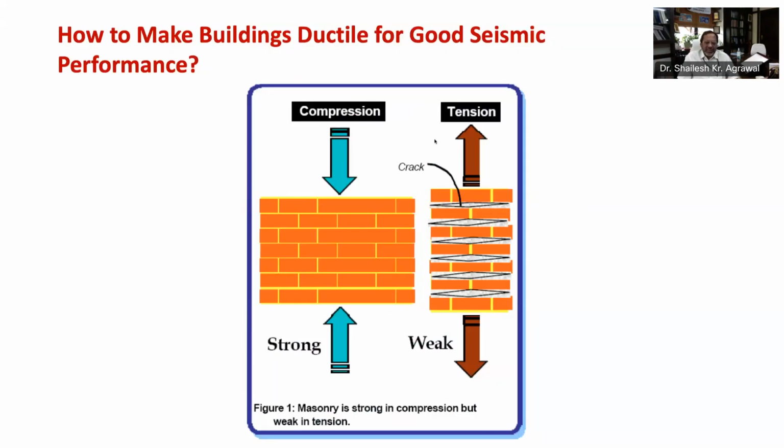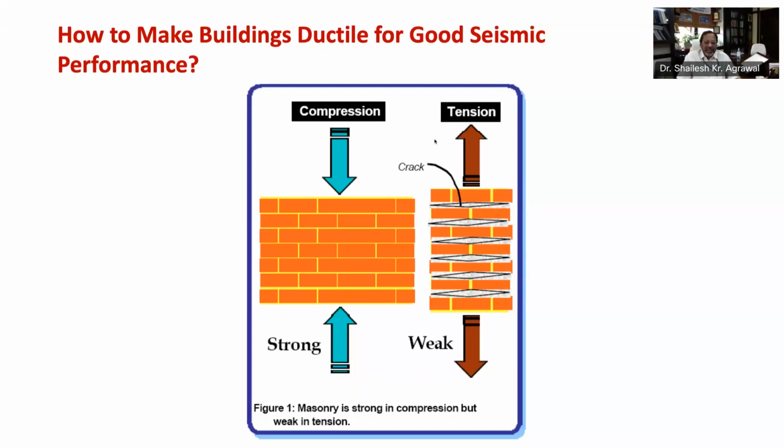So let's first understand how to make building ductile for better earthquake resistance. For this, let us first understand the construction materials being used in construction. Most of the non-urban buildings or low-rise structures are made in masonry. Masonry is generally made of burnt clay brick and cement mortar. However, if you go to hilly regions, you will find stone masonry either with mud mortar or cement mortar.